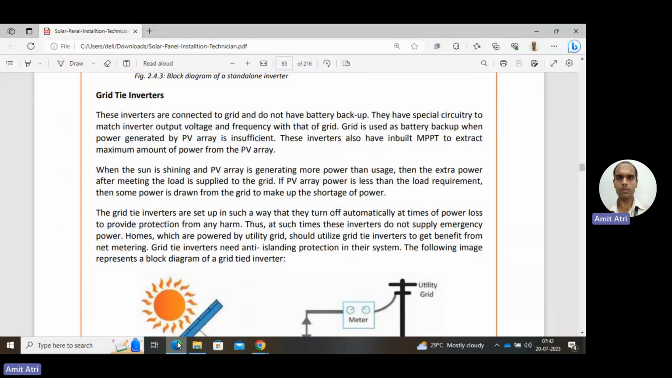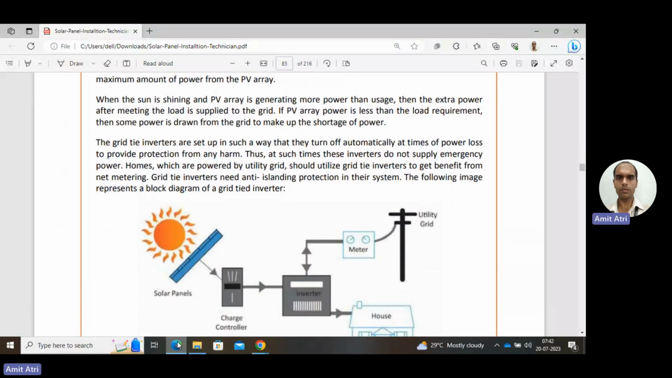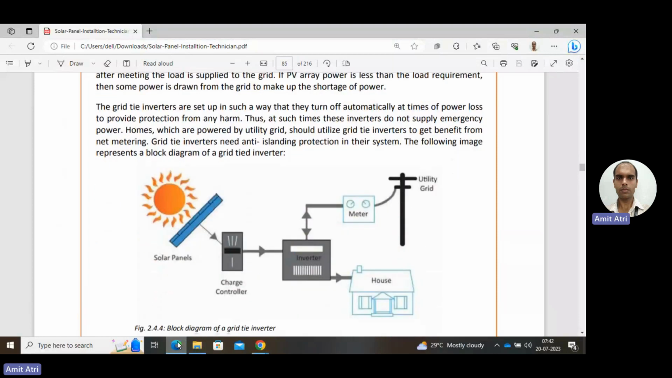Just as we discussed in the previous one, in the standalone mode we don't need any such anti-islanding protection system. But here in the grid tie system, we do need it. Here the diagram shows the same purpose. Solar panels generate electricity by utilizing solar energy through the charge controller. The energy that is supplied, the inverter converts to AC, then to the house, with surplus energy going to the grid.